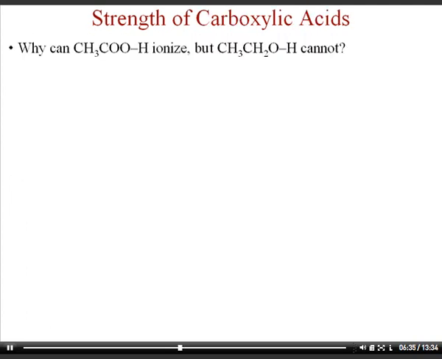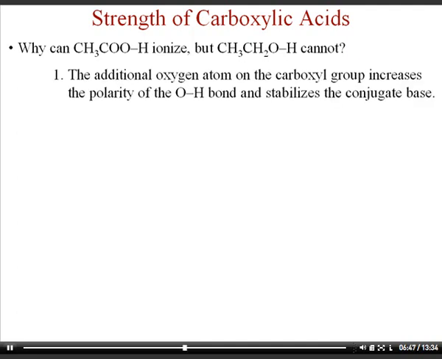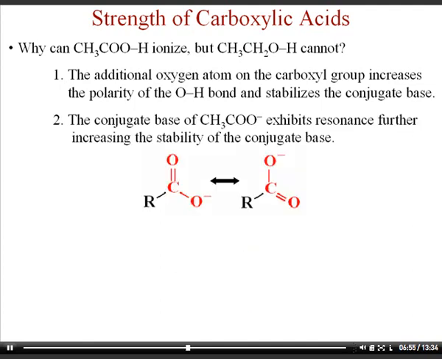Now we're looking at the strength of carboxylic acids. So why do you have a COOH group capable of being ionized into an acid, but you don't have that for just a simple OH group? Well, the additional oxygen atom in the carboxyl group increases the polarity of the OH bond, and it stabilizes the conjugate base. And what I mean by that is that when the hydrogen falls off of the carboxyl group, you actually have a resonance structure.